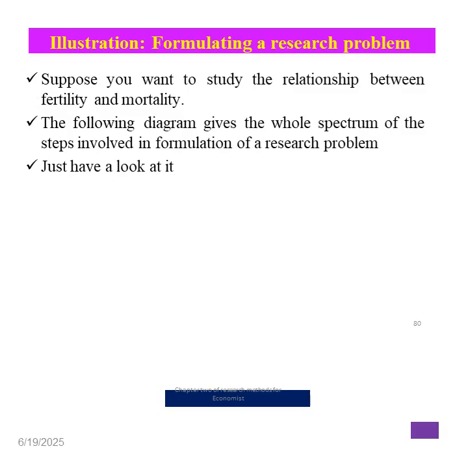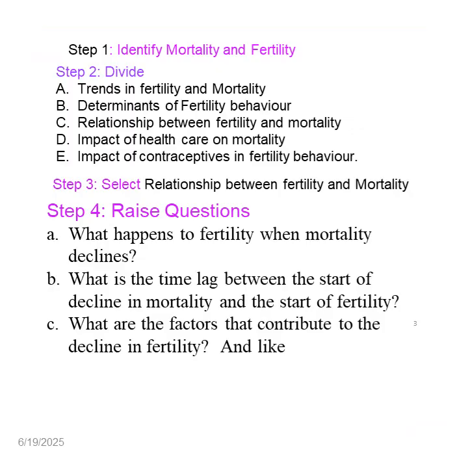Formulating a research problem. Suppose you want to study the relationship between fertility and mortality. This is our research title. The following diagram gives the whole spectrum of the steps involved in the formulation of a research problem. Just have a look at it. The first step is identifying mortality and fertility rates. Step 2, divide those.